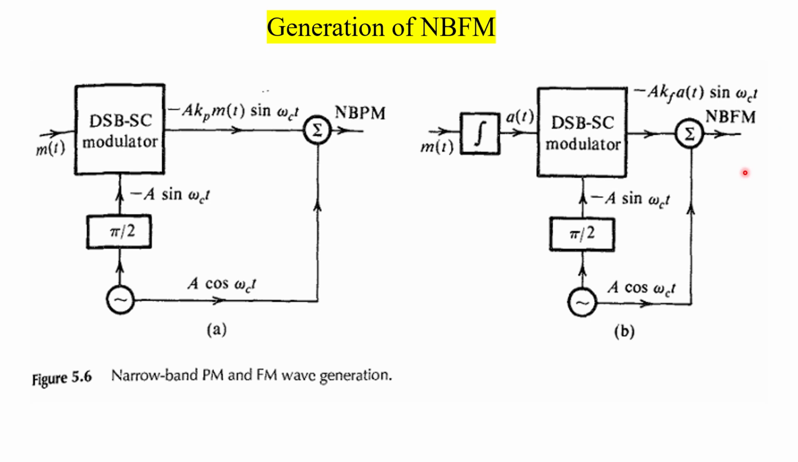Right. So in order to get narrowband frequency modulation, the only thing you should remember is that in case of frequency modulation, integrate your m(t), that is the message signal, and in case of phase modulation, no need to integrate, simply use your amplitude modulation technique, that is the DSB-SC modulator, and you will get the narrowband frequency modulation or phase modulation, right?